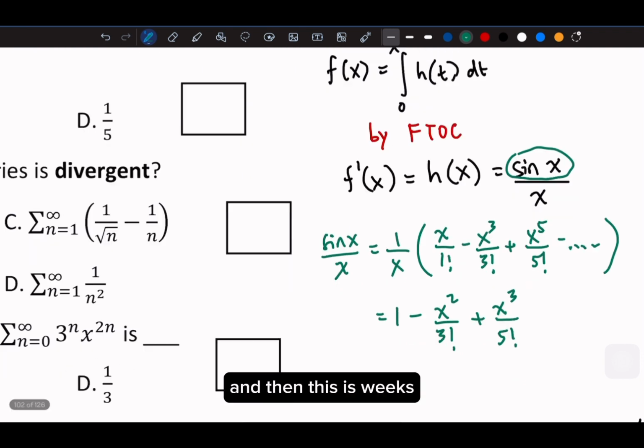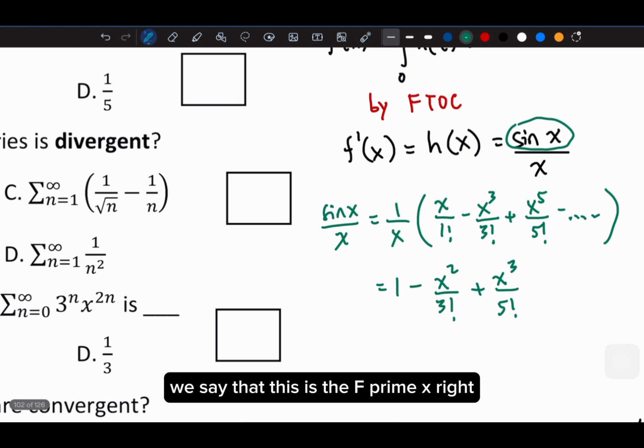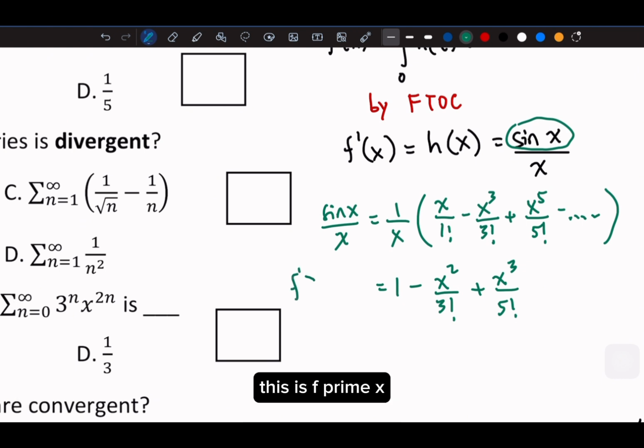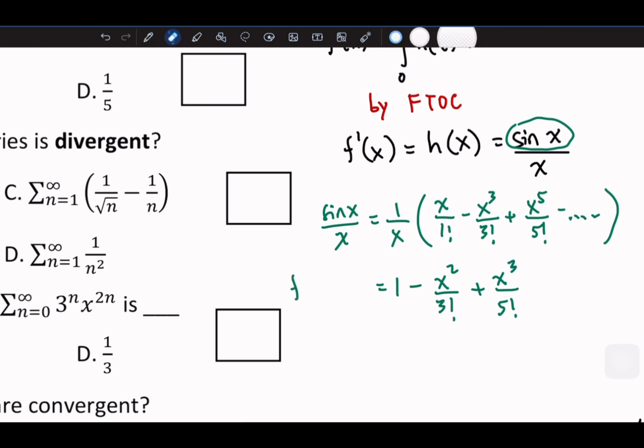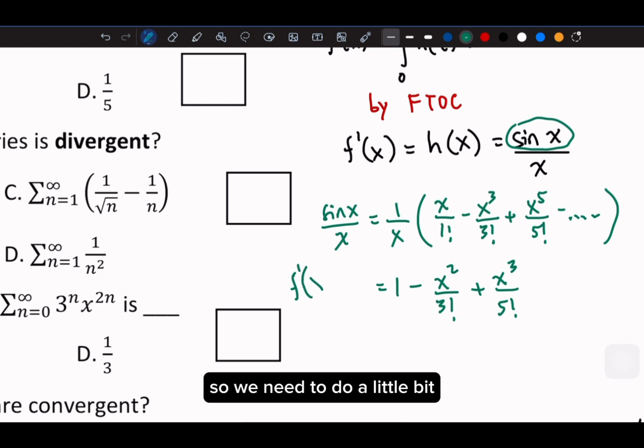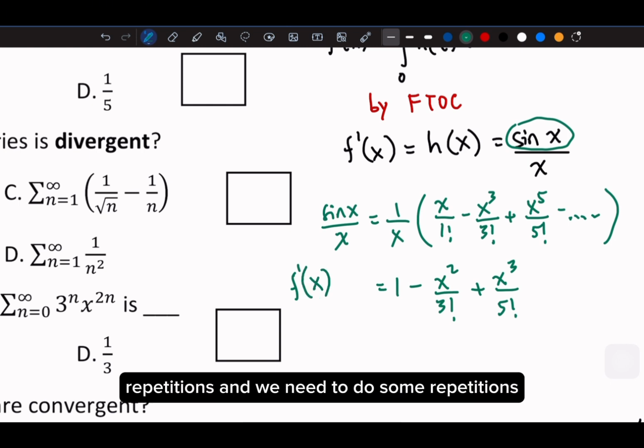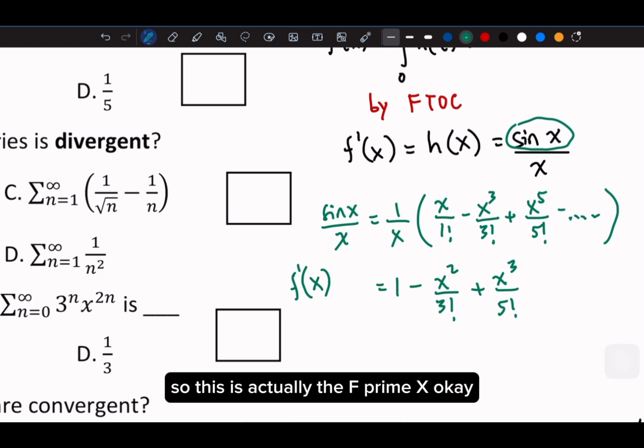And then we say that this is the f prime x, right? This is f prime x. So we need to do a little bit of repetition. Okay? We need to do some repetitions. So this is actually the f prime x.